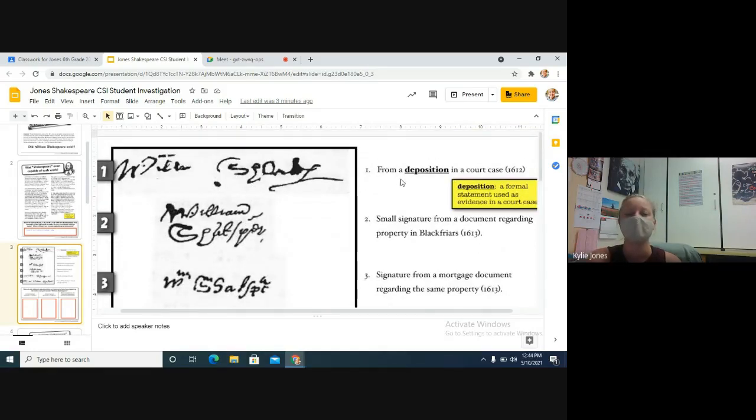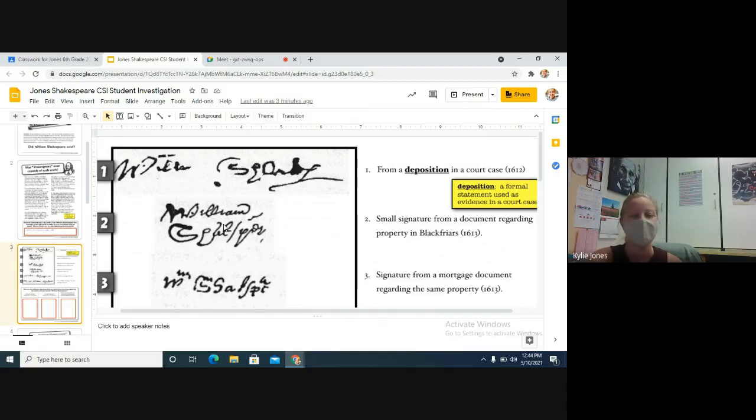The first one is from a court case. So he had to sign something that was a legal document. It looks like this, number 1. A legal document. No, legal, L-E, legal. Not illegal, a legal document. It's a document that had to be signed.